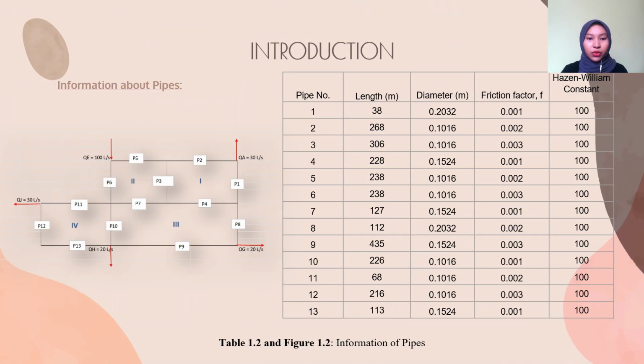for head loss. For the information of the pipes, Table 1.2 and Figure 1.2 as shown below describe the pipe number, length in meters, diameter in meters, friction factor F, and the value of the Hazen-Williams constant involved in our calculation. Next, I will pass our presentation about the detail of the calculation to the next presenter.